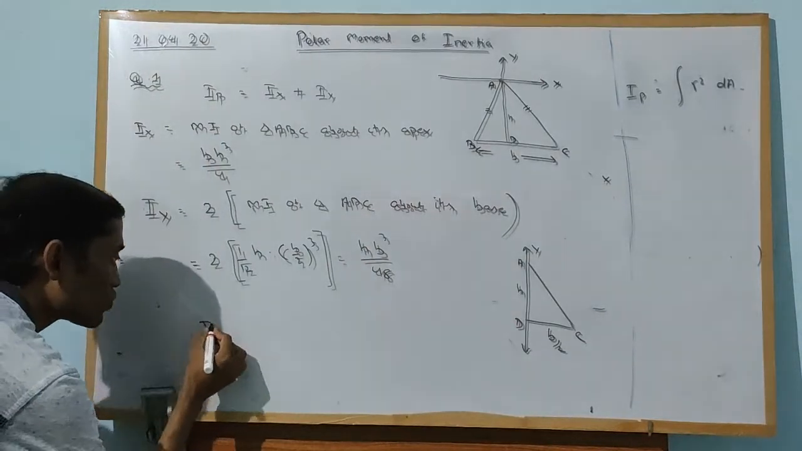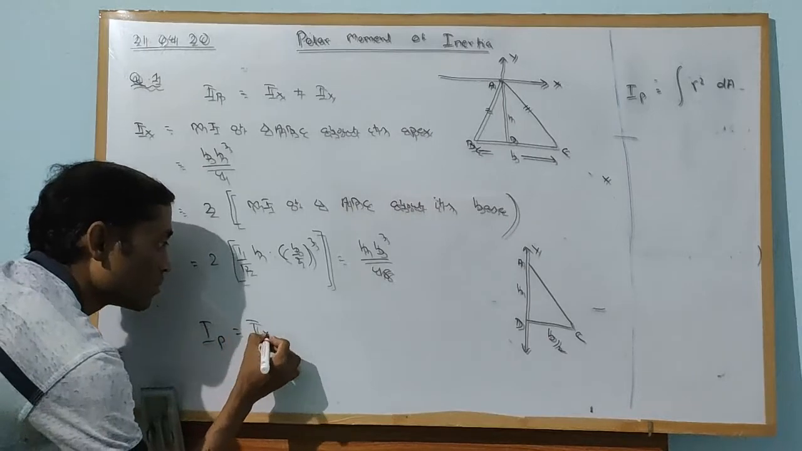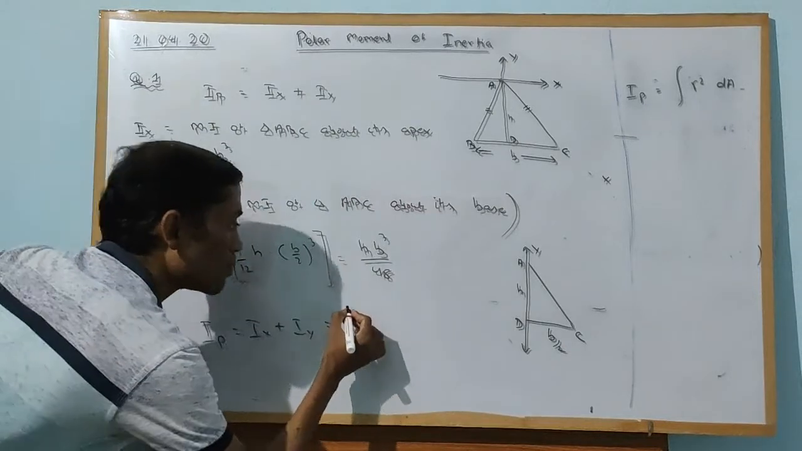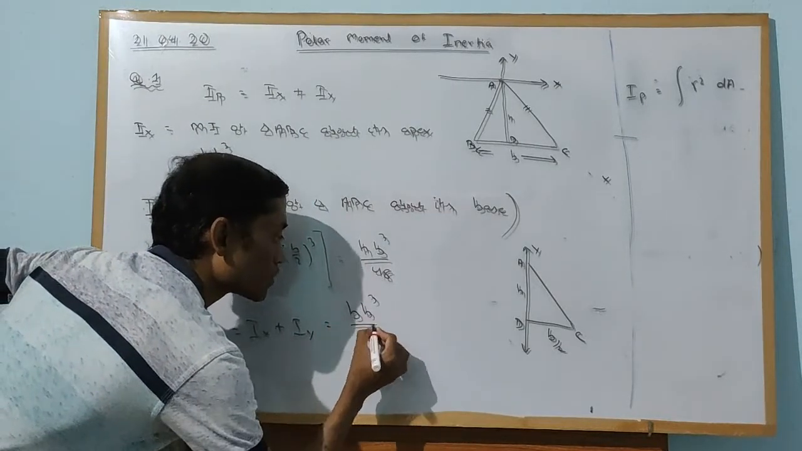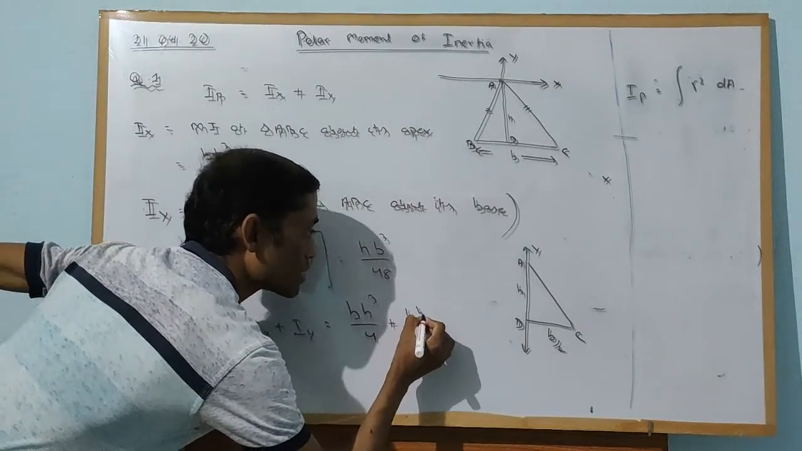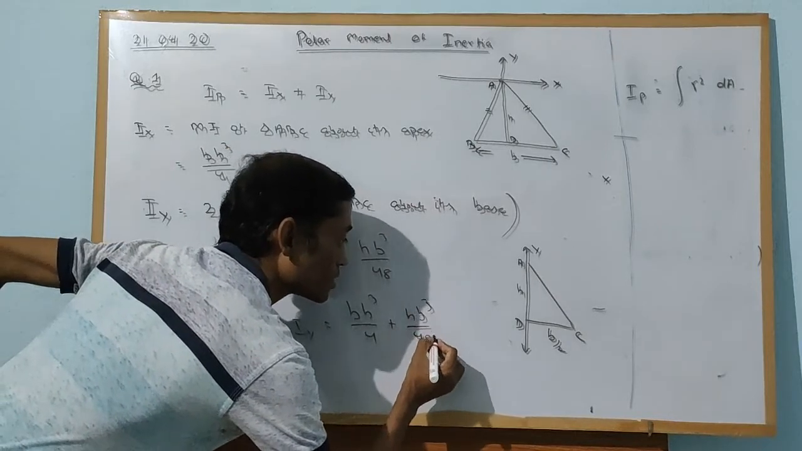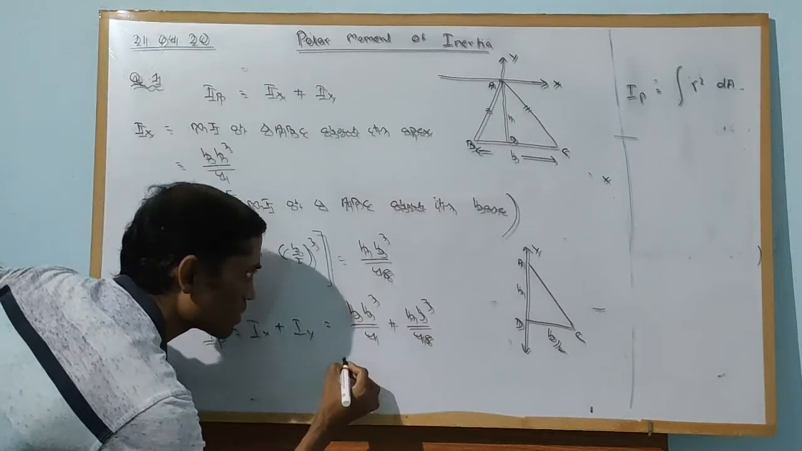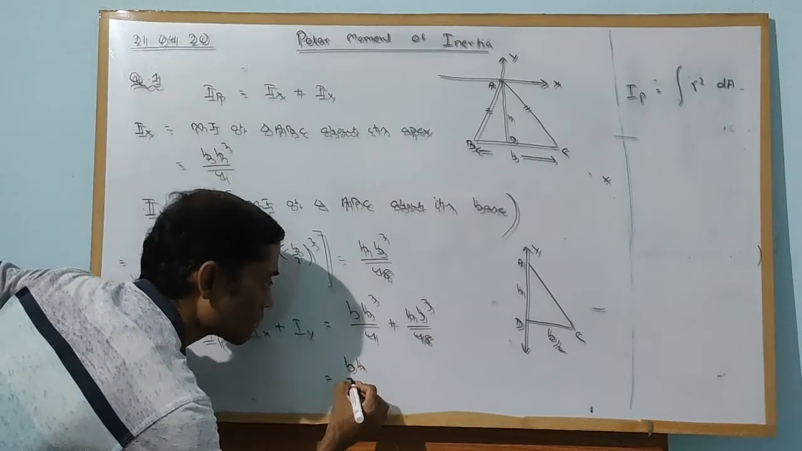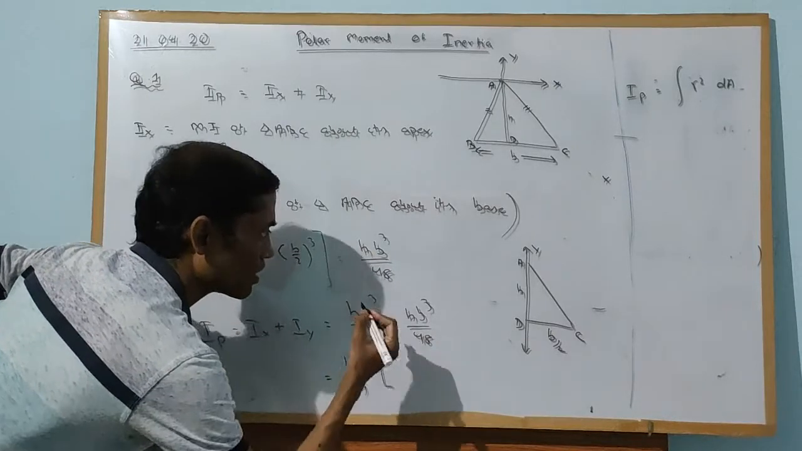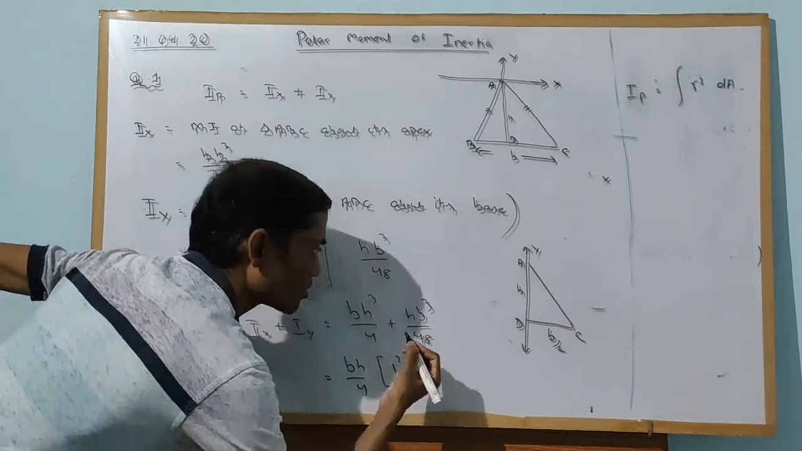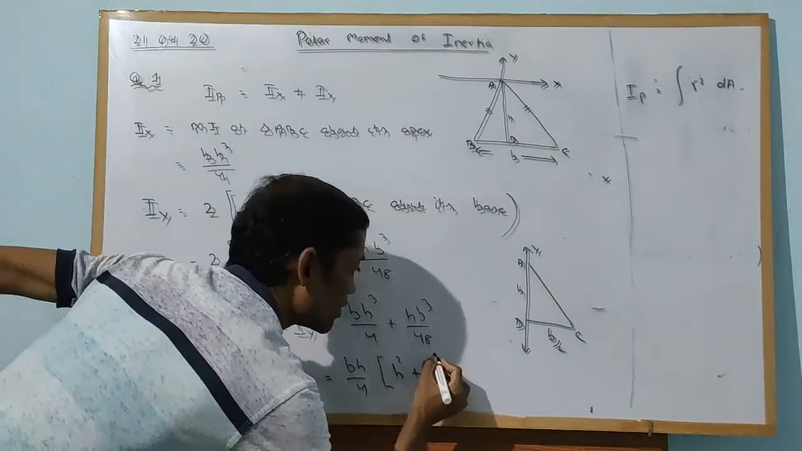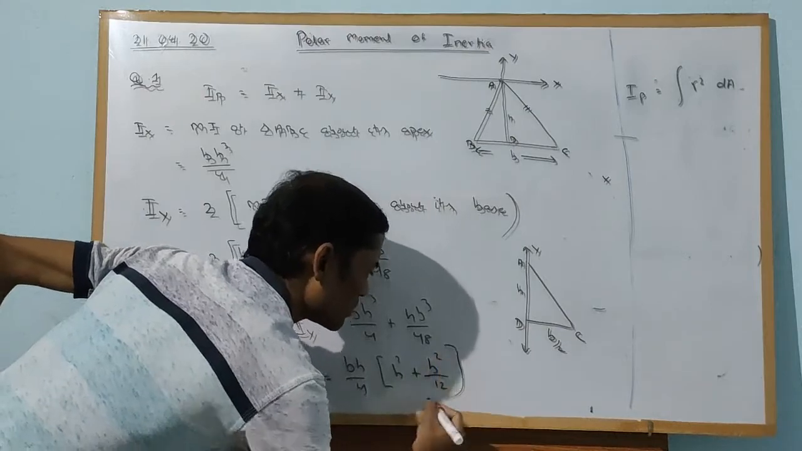So Ip is equal to Ix plus Iy, that is BH cubed by 4 plus HB cubed divided by 48. This is the answer. If you want to take something common, BH by 4 can be taken as common, so it leaves H square plus B square divided by 12. That can be taken as the common answer.